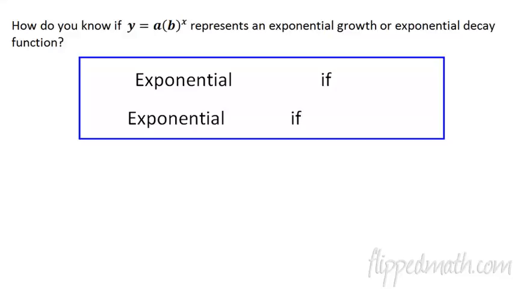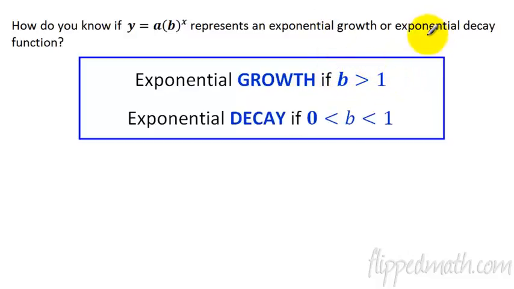Okay, jumping into the meat of our lesson here. If you have our function y equals a b raised to the x, how do you know if the thing is growth or if the thing is decay? Just by looking at the equation itself, without looking at the graph, it's really easy. You look at the base, b. The base of the exponent, if it's larger than 1, then it is growth. If the base b is in between 0 and 1, then it is decay.